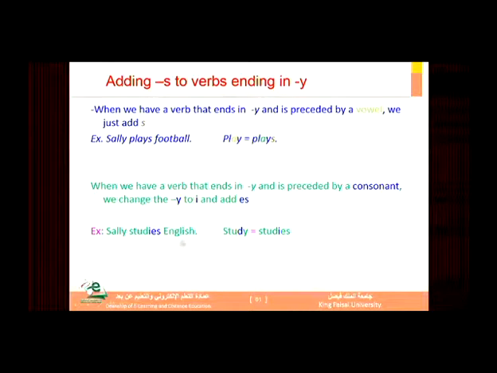So the example that we have here, Sally studies English. Why did we change the Y into IES? Because the word study is preceded by a consonant. The letter Y is preceded by a consonant, which is the D sound. So we delete the Y and replace it by I, then we add ES. So Sally studies English.